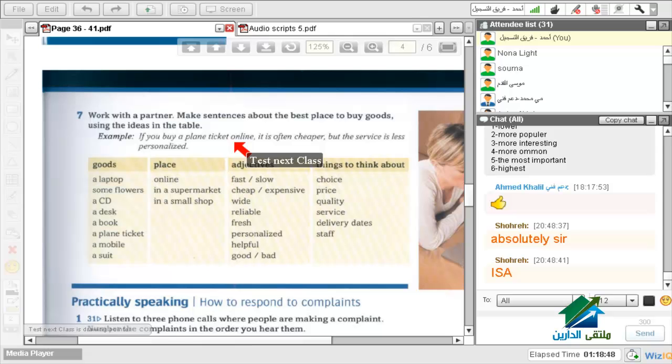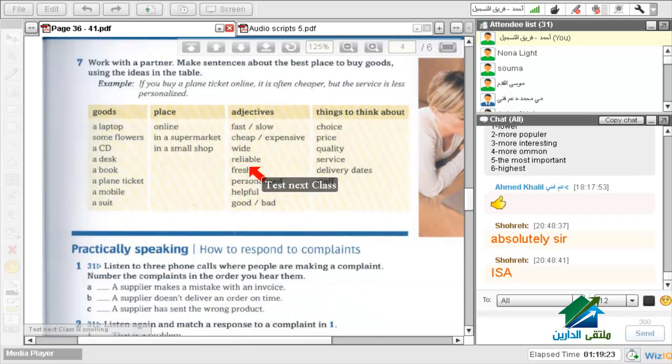It's very simple. If you buy a plane ticket online, it's often cheaper, but the service is less personalized. Use long and short adjectives, adding the ER or EST, whatever the form you will use, comparative or superlative. Please check. You have adjectives like fast, slow, cheap, expensive, wide, reliable and fresh, personalized, helpful, good and bad. So you check how you will do such thing.